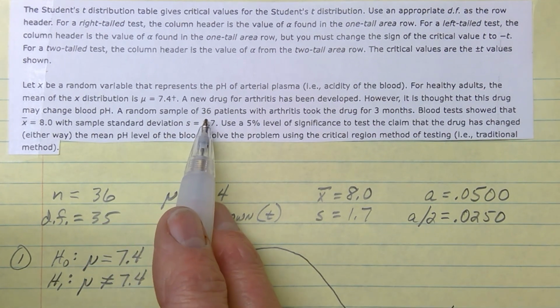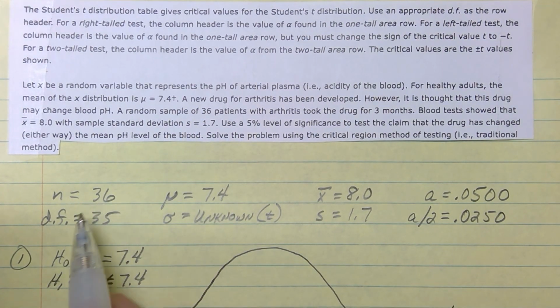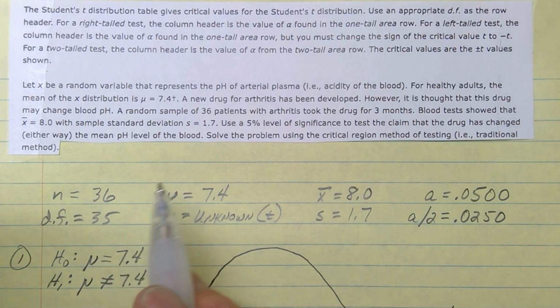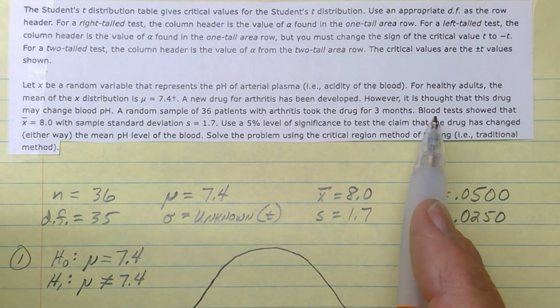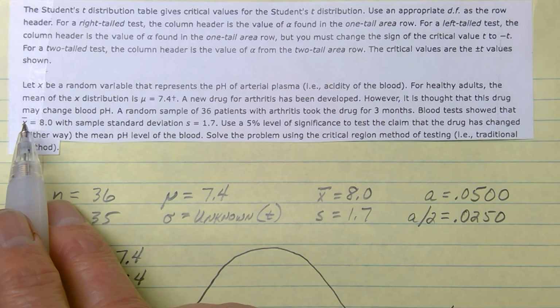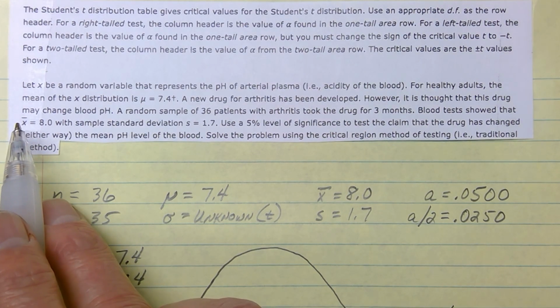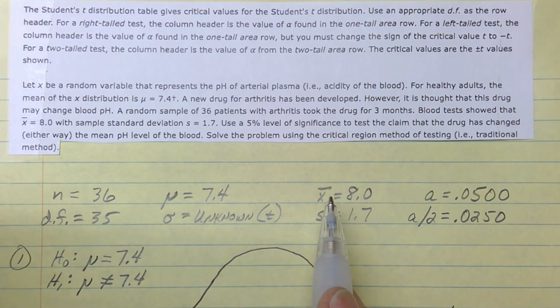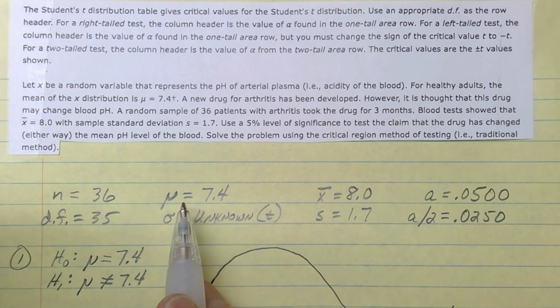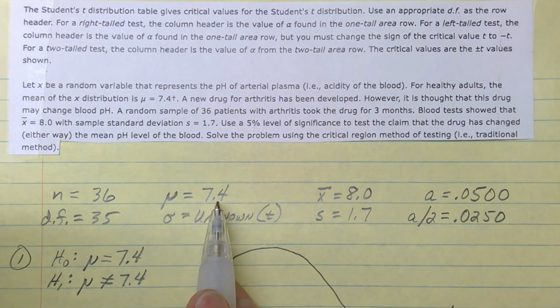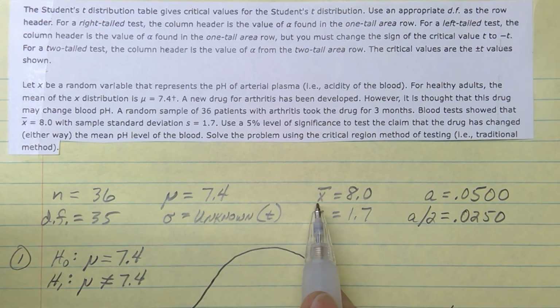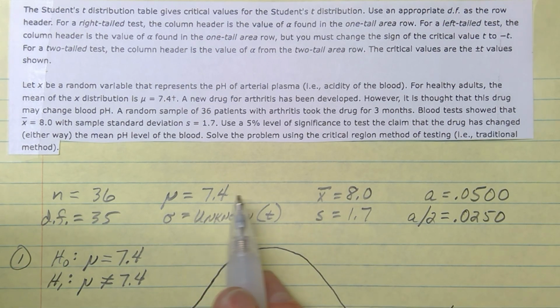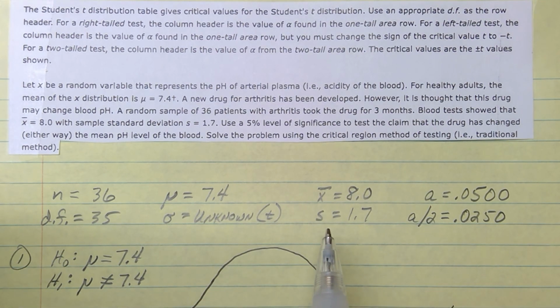All right, we took a sample of 36. N equals 36, which means degrees of freedom is 35. And they took this drug, blood test showed that this sample, these 36 patients, their average level was 8 compared to what was believed to be normal. It is believed that healthy adults have a level of 7.4. My adults that I sampled and measured have a level of 8.0. That appears to be higher. Let's see how we're going to phrase our challenge.